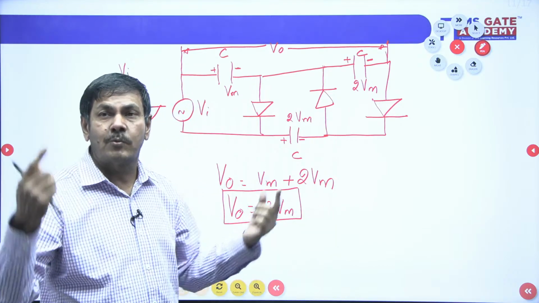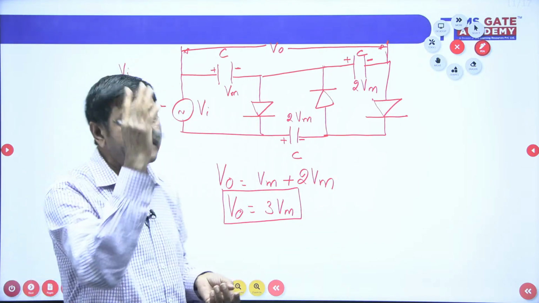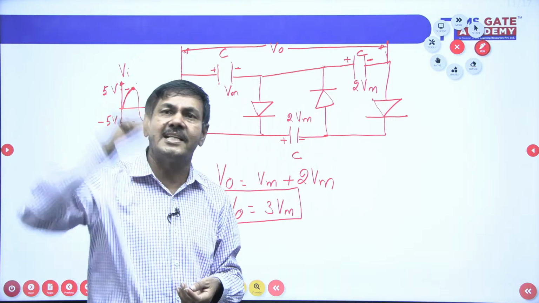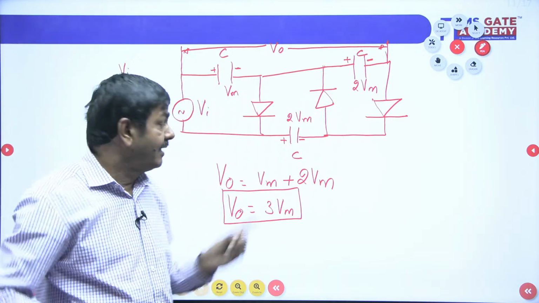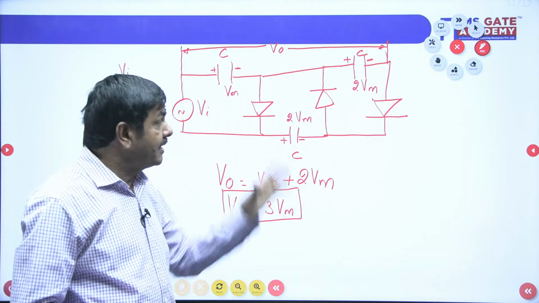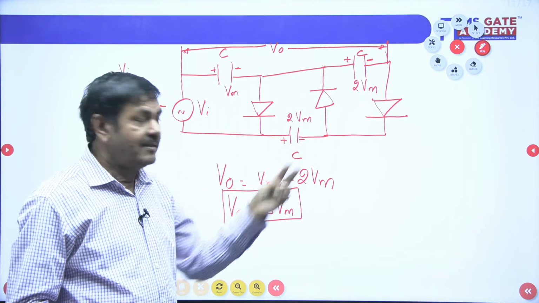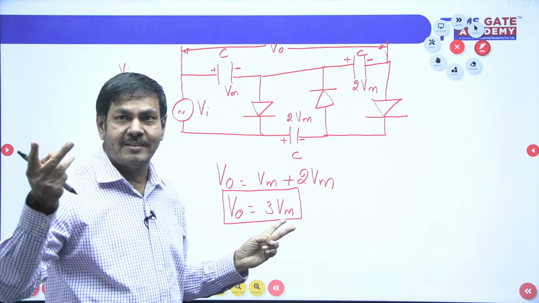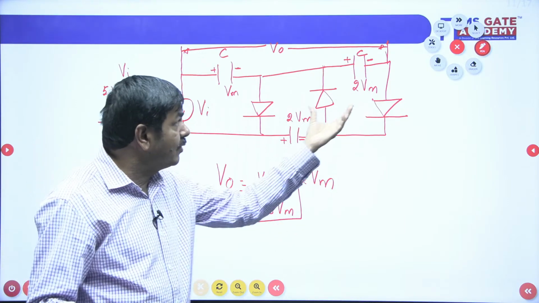If I want to get a higher output voltage, it means we can connect any number of diodes and any number of capacitors to increase the voltage. Understand now? In such a way we can get V naught. But this circuit can be called a voltage tripler circuit. Why is it a voltage tripler? Because the voltage is increased 3 times.